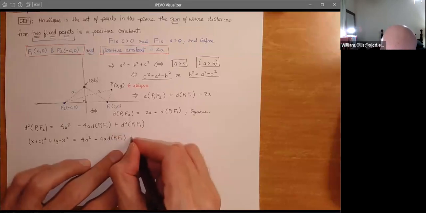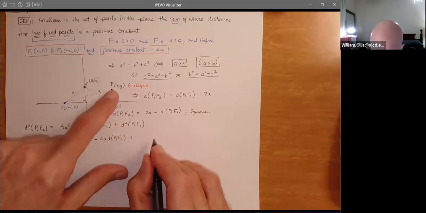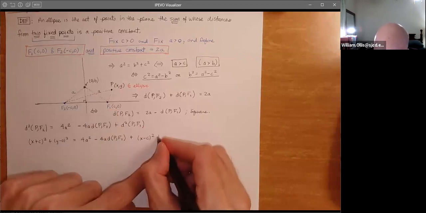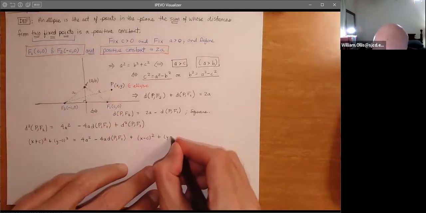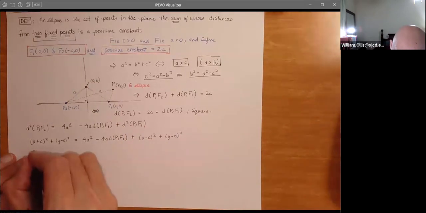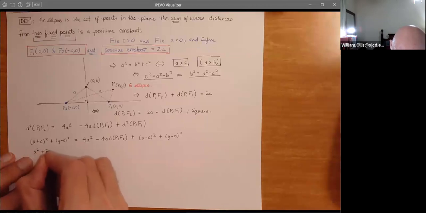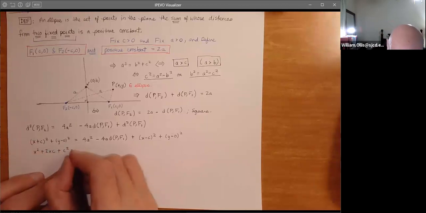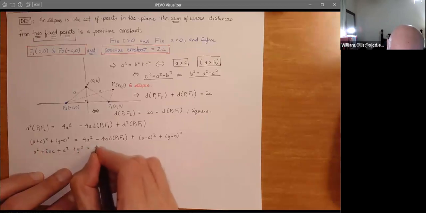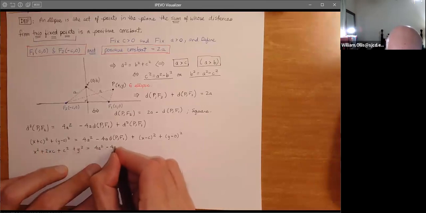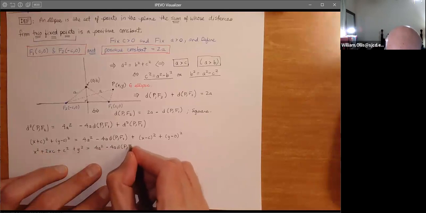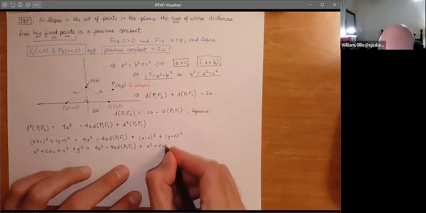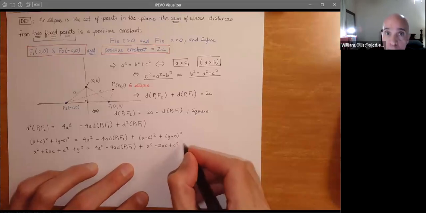And then here, let's see what we get on this one. So we've got d squared, P, again, x minus c, quantity squared, plus y minus 0. Again, a simple term. So what does this give us? We've got x squared plus 2xc plus c squared, just expanding the binomial, plus y squared, equals 4a squared minus 4a times the distance between P and F1, plus, expanding this, x squared minus 2xc plus c squared plus y squared.